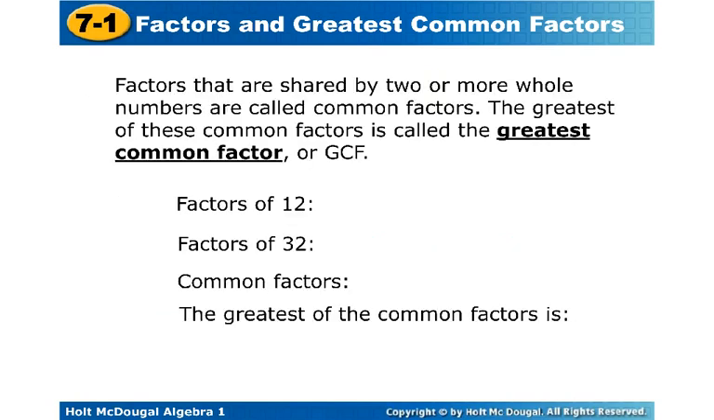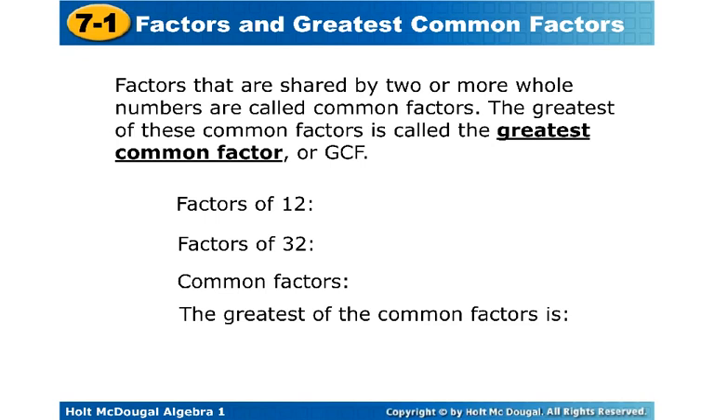So the next thing that we're going to get into is talking about greatest common factors. Factors that are shared by two or more whole numbers are called common factors. The greatest of these common factors is called the greatest common factor, or GCF. So you're looking for factors that are shared, where they have the same number, but you want to now take the one that is the largest, because that's your greatest common factor.